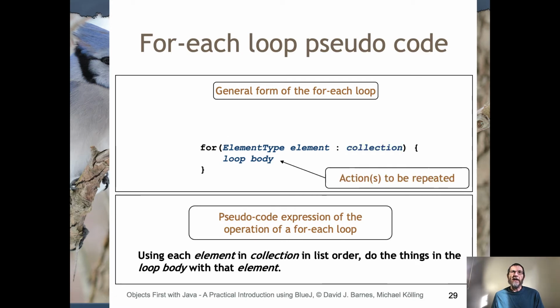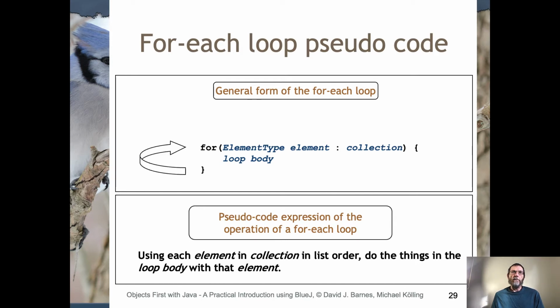The loop header is followed by a loop body, typically enclosed between a pair of curly brackets, which we know is called a block. And inside that block we can have as many actions as we wish. Those are the actions that are to be repeated every time we go around this loop. So the idea is that the body of the loop is repeated over and over again once for each separate element inside the collection.